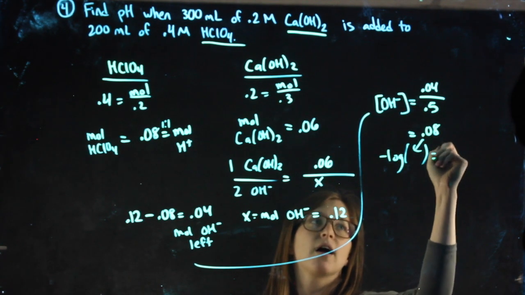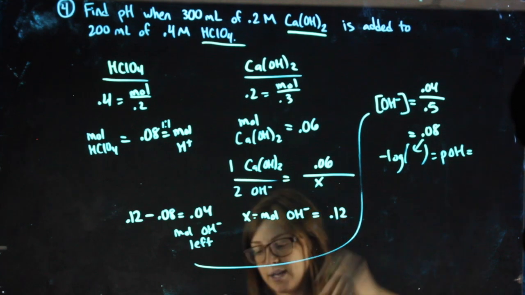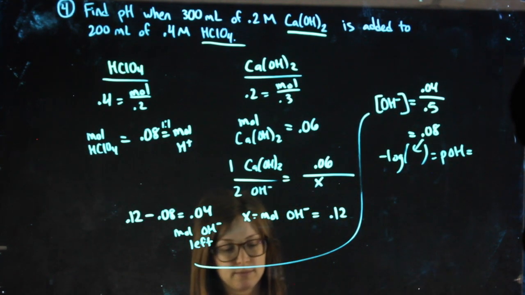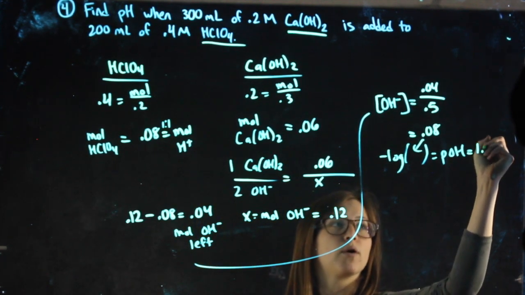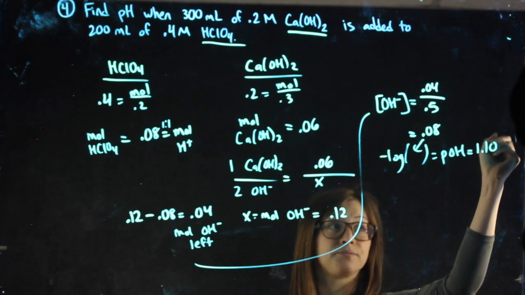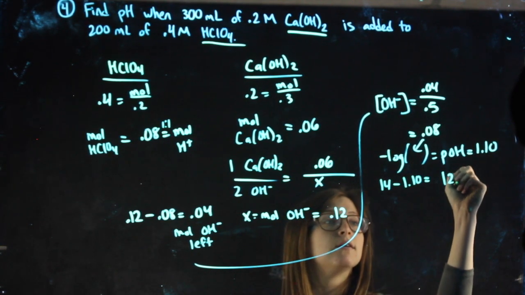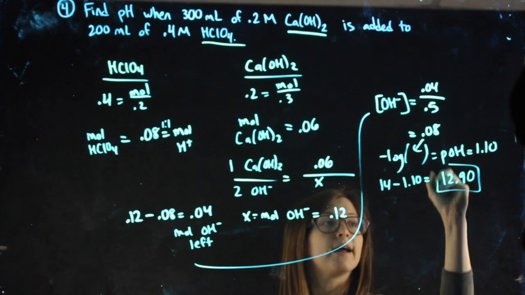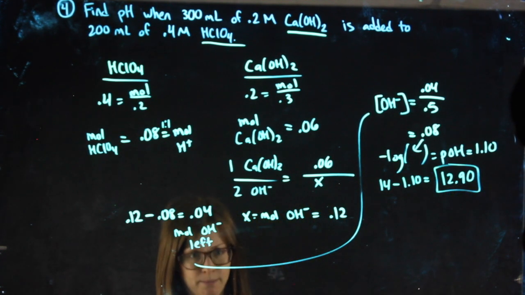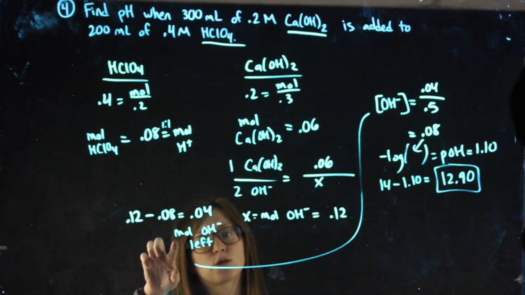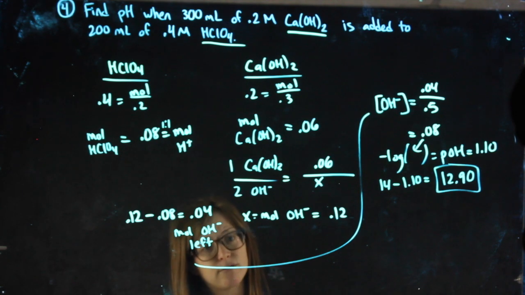If I negative log hydroxide, I will have pOH to be 1.10. Subtracting that from 14, I get my pH. It should be a basic pH since what I had left over, what I had more of, was the hydroxide.